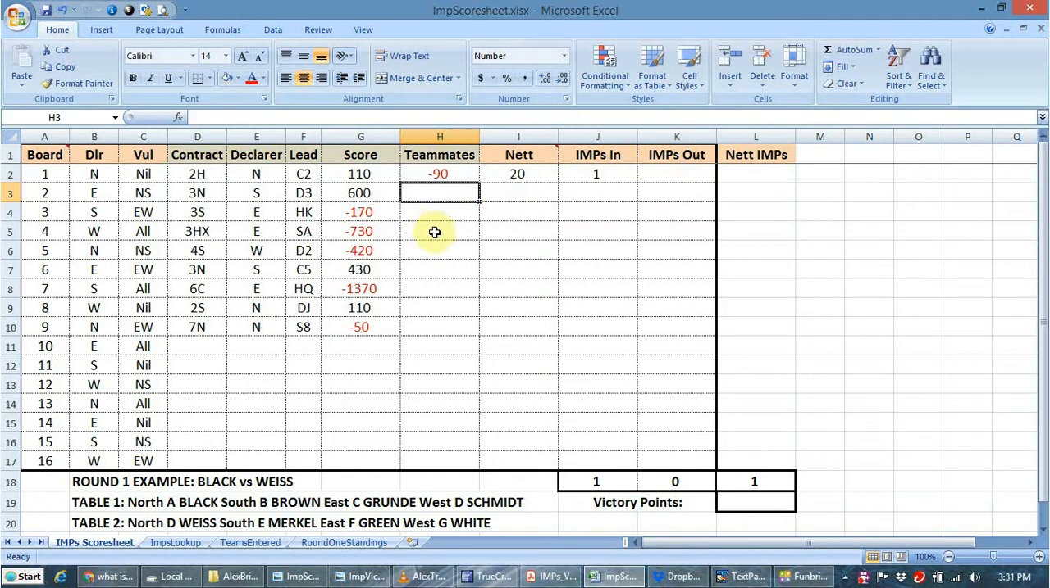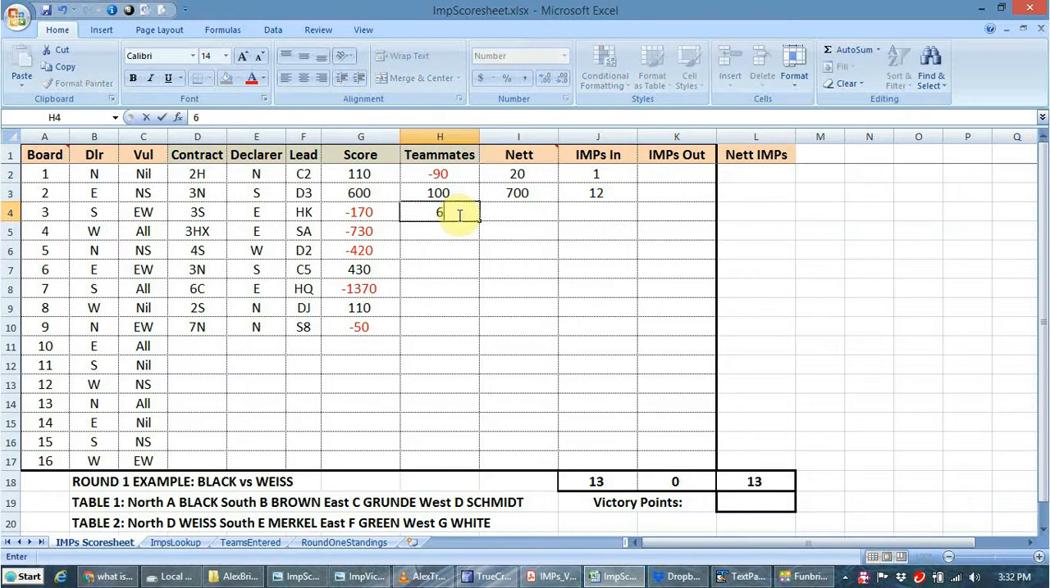I'll explain what imps in and imps out mean in a minute. On the next board, my partner made 3 no trumps, but at the other table, our teammates were successful in defeating a 3 no trump contract. So they scored plus 100. So there we have a net of 700, because we got 600 and our opponents got 100. That's a net of 700 points to our team on that board.